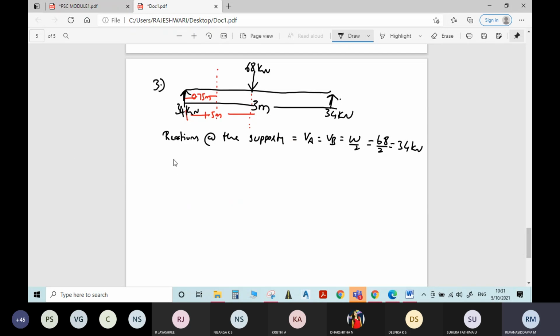Therefore, the moment at support will be 0. Then the moment at quarter span. Quarter span means at 0.75 meter from support. So how much is it? 34 into perpendicular distance is, sorry, 0.75 meter. There is no external load existing between this span, only 34 into 0.75. How much? If you get any doubts, you can ask me. 25.5 kilonewton meter. 25.5 into 10 power 6 Newton millimeter.